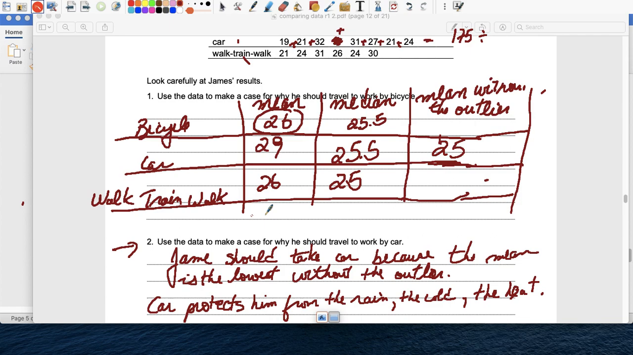So you can say he should take the car because the mean without the outlier, el mean sin outlier, es el mejor. He can listen to music. He can eat. He's comfortable, right? So all those things are things you guys can write. So use this, usen esto, as the example para hacer el otro.